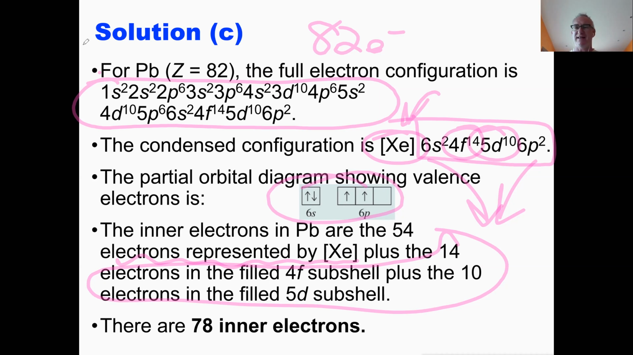This is also why you see lead +2 most of the time, because it usually gives up these 2 P electrons and takes on a +2 charge. So almost all the time we'll see lead +2. Occasionally lead +4, but usually lead +2.